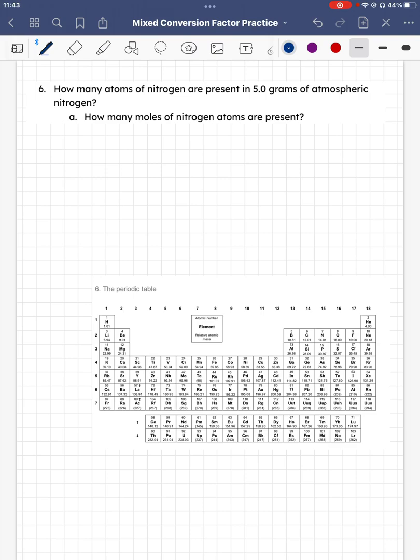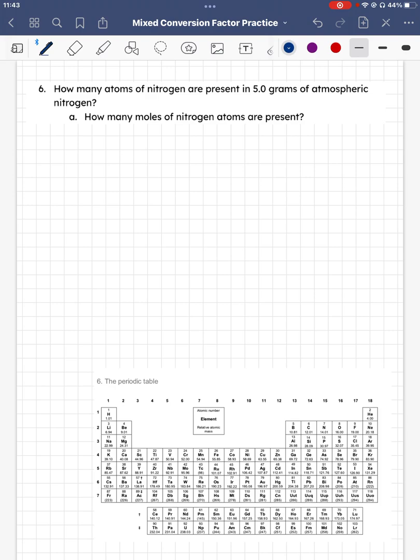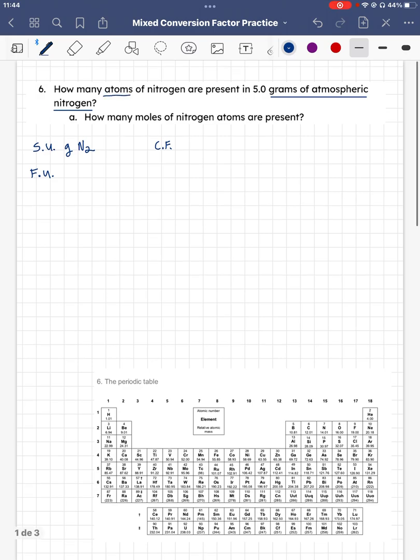Question 6, how many atoms of nitrogen are present in 5.0 grams of atmospheric nitrogen? All right, let's take a look at this. So we're going to start with starting unit, final unit, and then figure out the conversion factors that we need. My starting unit is grams of atmospheric nitrogen. So grams of nitrogen, and nitrogen in the atmosphere is diatomic, exists as N2. Final unit. My final unit is individual nitrogen atoms. So just atoms of N.